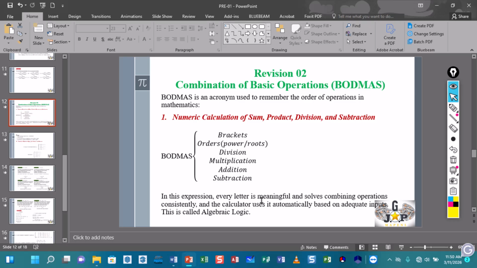So in this expression, every letter is meaningful and solves by combining operations consistently, and the operator applies it automatically based on adequate inputs. This is called algebra logic.